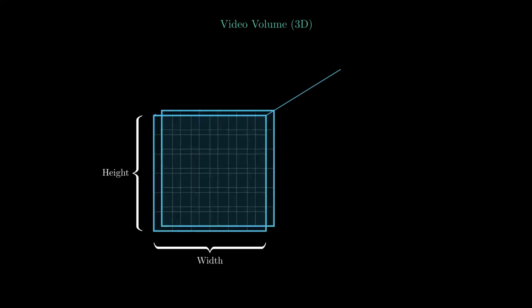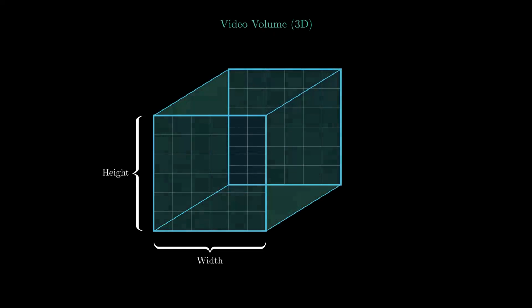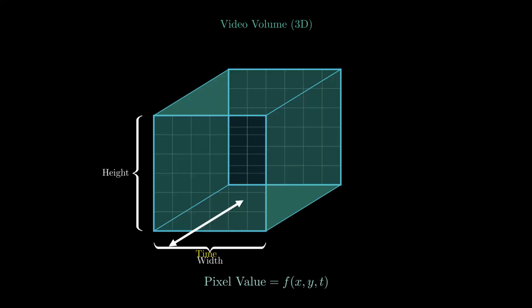Instead, imagine taking that single 2D frame and extruding it backwards, creating a new axis. In this 3D structure, this depth dimension represents time. We call this a space-time volume. A video isn't seen as a sequence of separate pictures, but as one solid block of data. Mathematically, this means a pixel's value is no longer just a function of x and y. It is now a function of x, y, and t.